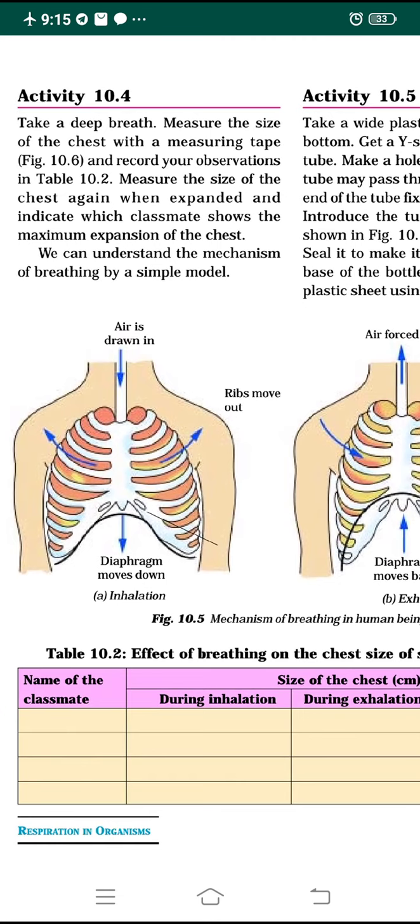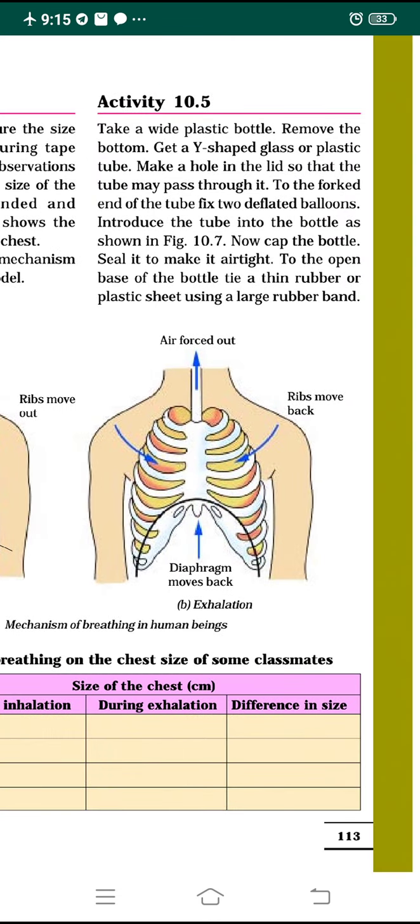The same thing is explained in the next picture, activity 10.5. Let's go through that. You have to take one wide plastic bottle and remove the bottom portion of it, just cut it out. Then get one Y-shaped glass or plastic tube. Make a hole in the lid, the top portion which you are going to cover, so that the tube may pass through it.